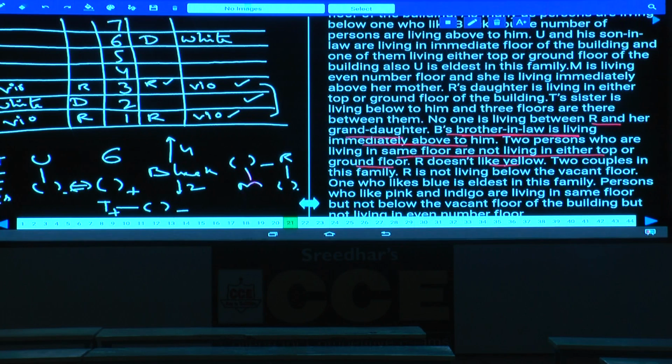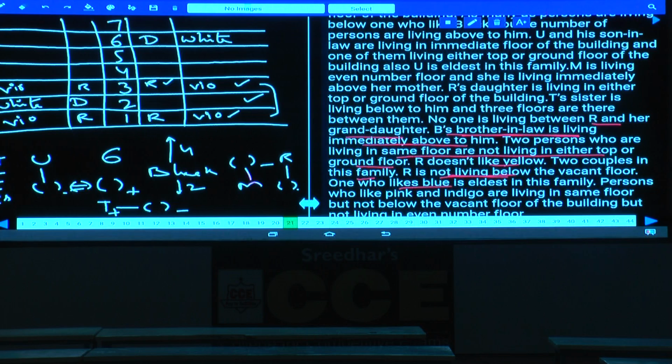2 couples are there in this family. As 2 couples are there in this family, how many persons got married? Tell me here. How many persons got married? 4 persons got married, 3 are unmarried. As 3 are unmarried, now the first couple is there. Who is the first couple here? R is not living below the vacant floor.